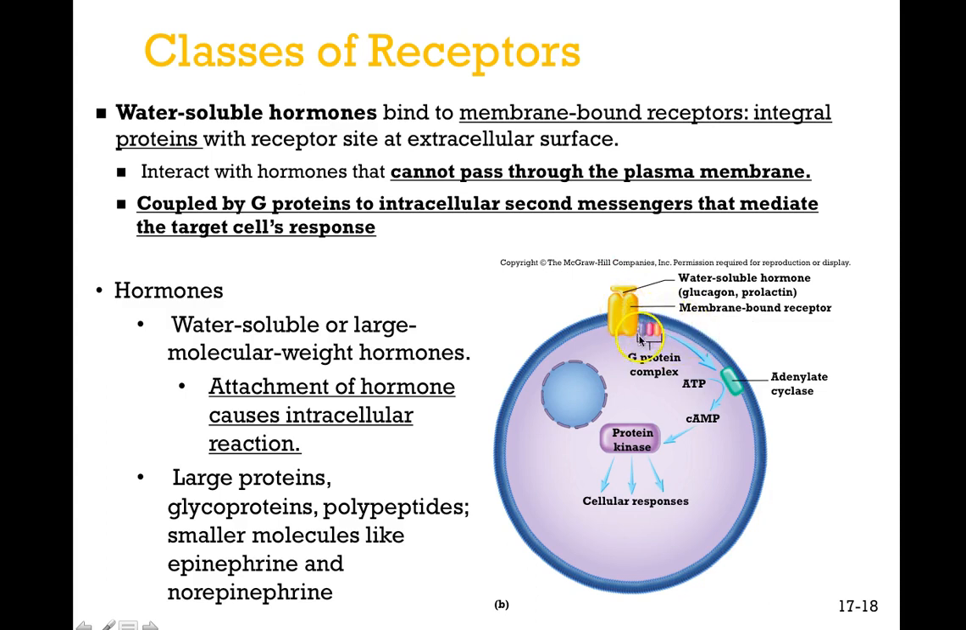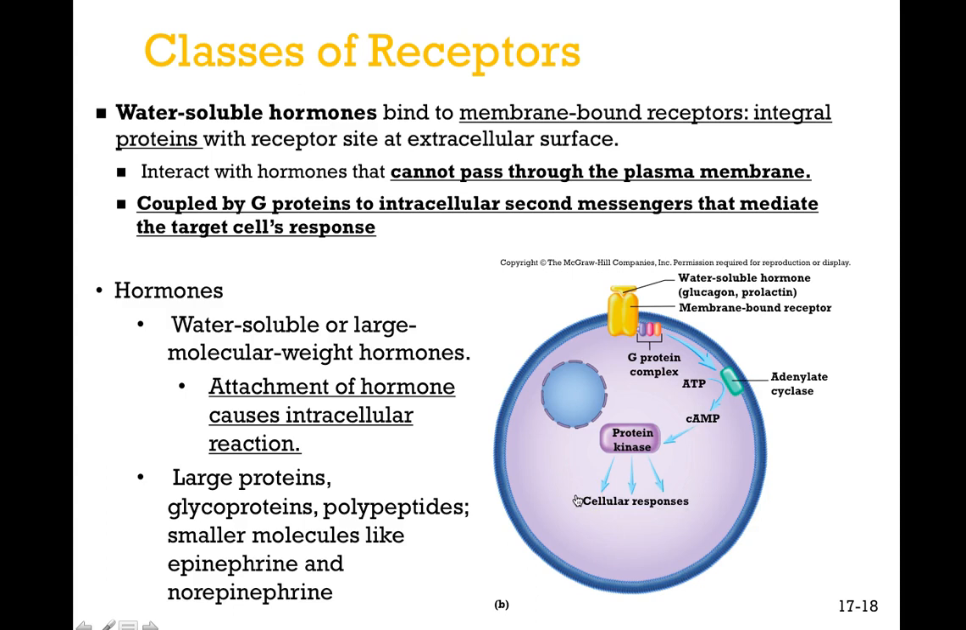Now, when they attach, they are going to be coupled with this G protein complex that is made up of 3 subunits. And this will send one of the parts of the G protein, which we'll get into in a bit, over to adenylate cyclase. That will convert ATP to cyclic AMP that will activate protein kinase in order to create the cellular responses, or it starts the enzyme cascade here.